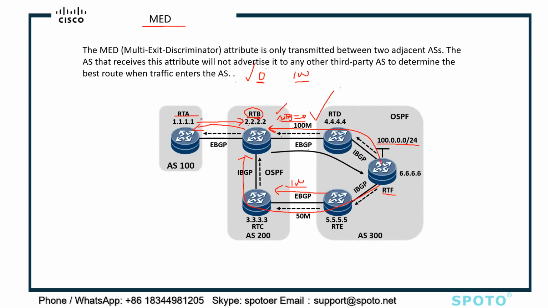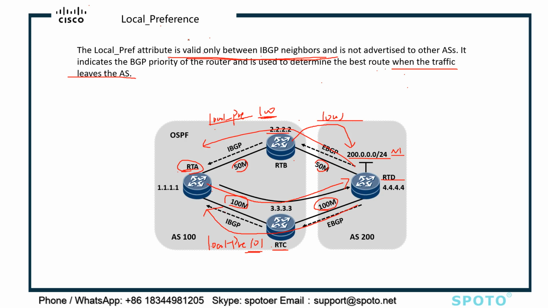And then when RTA tries to visit this network segment, RTA will send the route to RTB, and B sends it to D, sends it to F. So the traffic will enter the AS. For the MED value, we also need to remember the default value is 0, and the higher the value, the lower the priority. It's different from the local preference. Local preference default value is 100. The higher the value, the higher the priority.